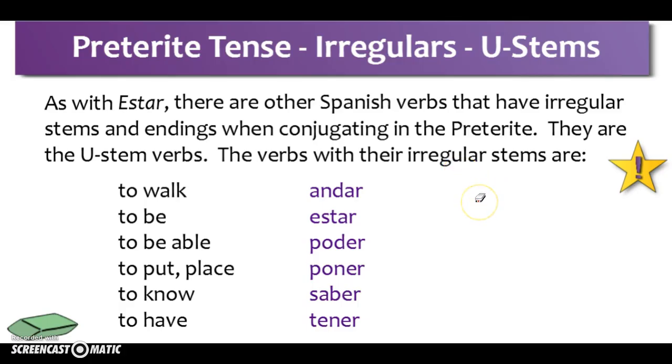Our U stems, the irregular stem that happens in the preterite tense for these verbs: andar becomes anduv, estar estuv, poder pud, poner pus, saber sup, and tener tuv. You might want to write these down in your notes or copy off this page to include in your notebook.